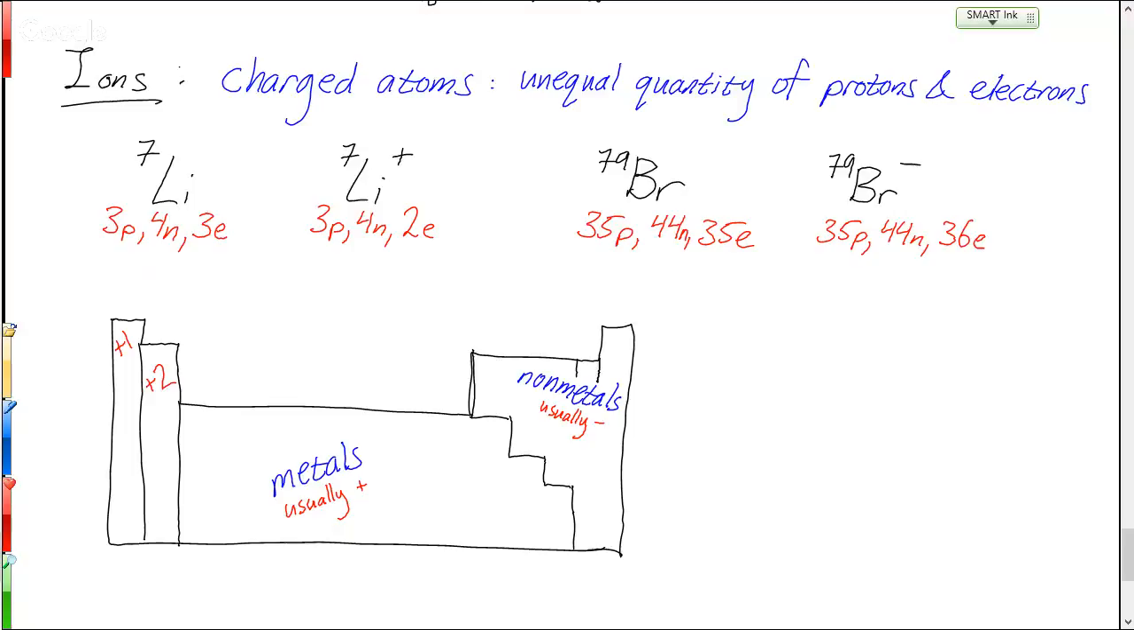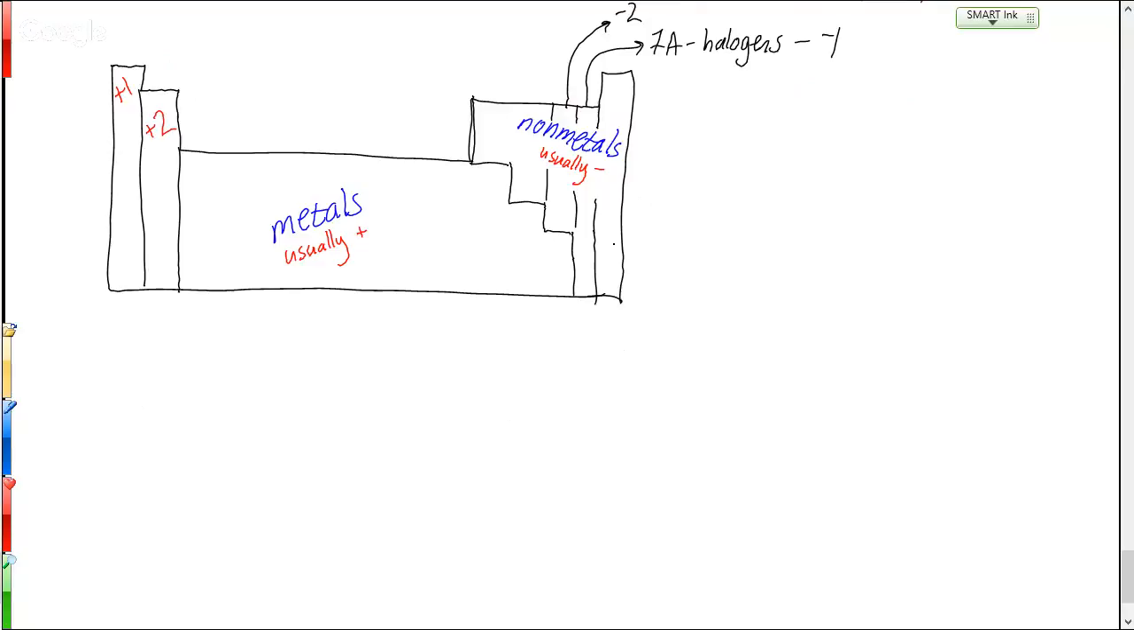If we look over here at the halogens, 7A, they are usually -1. The next ones, the chalcogens, are usually -2. Others get a little less certain about that, but that's a good way of just generally remembering those.